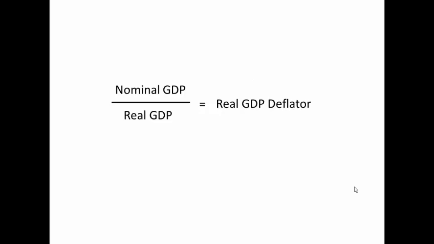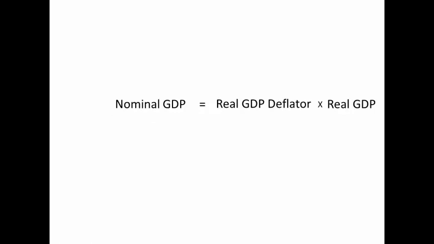To figure out the nominal GDP, we're going to multiply both sides times the real GDP. So we'll multiply the left side times real GDP, and we'll multiply the right side times real GDP. This then will eliminate the real GDP over here because that would be equal to 1. So the nominal GDP is equal to the real GDP deflator times the real GDP.